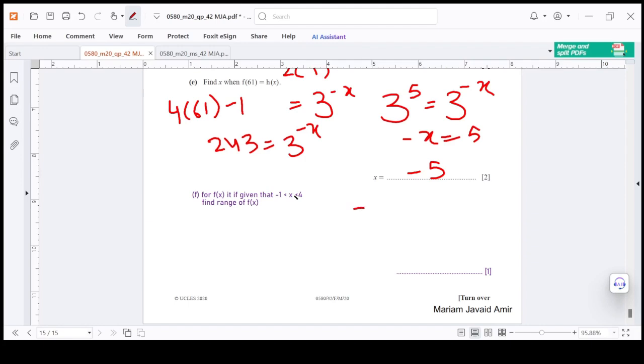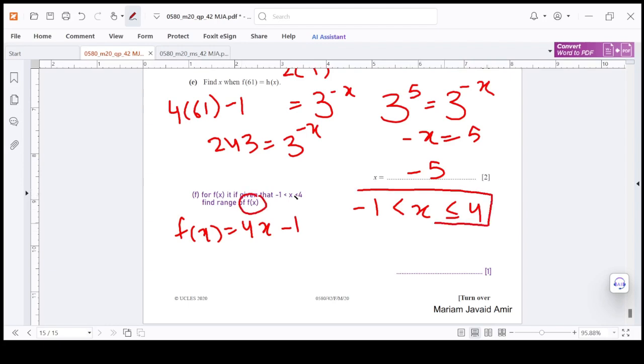Okay, last part. For f(x), it is given that x is between minus 1 and 4, minus 1 to 4. This is the domain of f(x), and minus 1 is not included in the values of x, but 4 is. And what was f(x) again? 4 times x minus 1. Find the range of f(x).